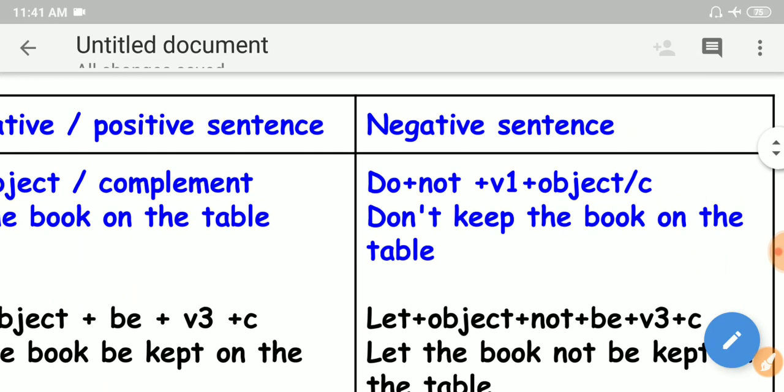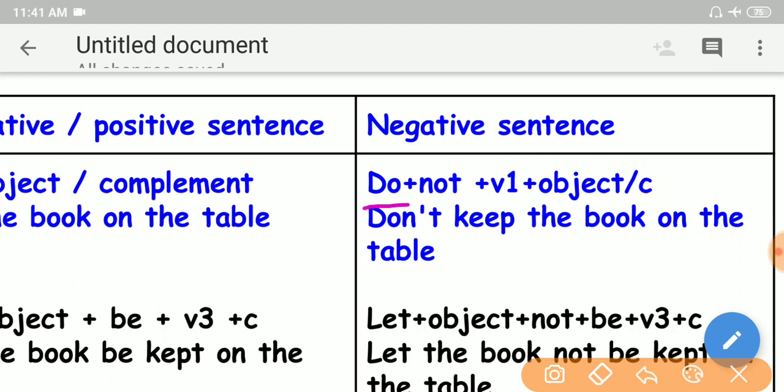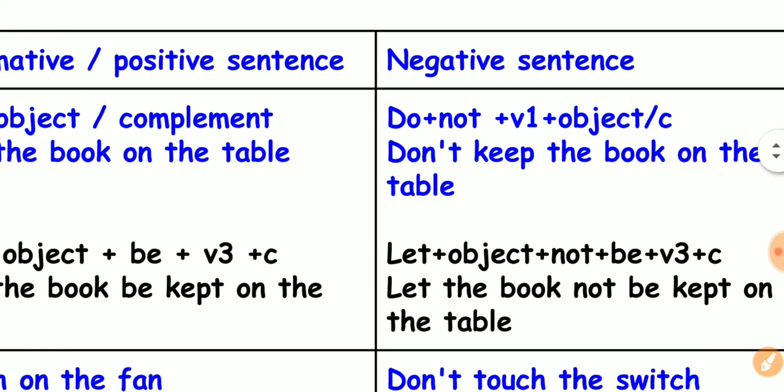Here the negative sentence is "Do not" or "Don't keep the book on the table." "Don't" is the negative sentence. If an imperative sentence is in negative form, what should we use? Let us go and learn. Don't keep the book on the table. Don't V1 object complement. So then how should it be converted from active into passive?